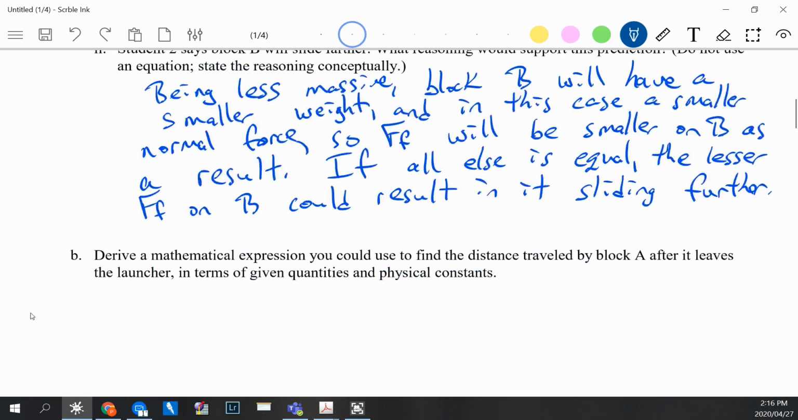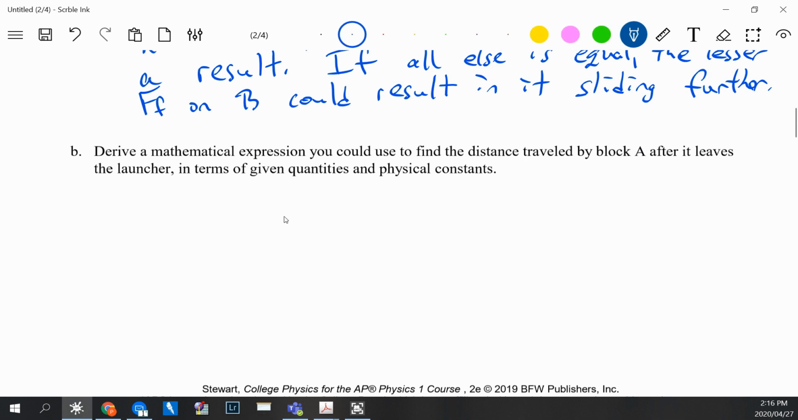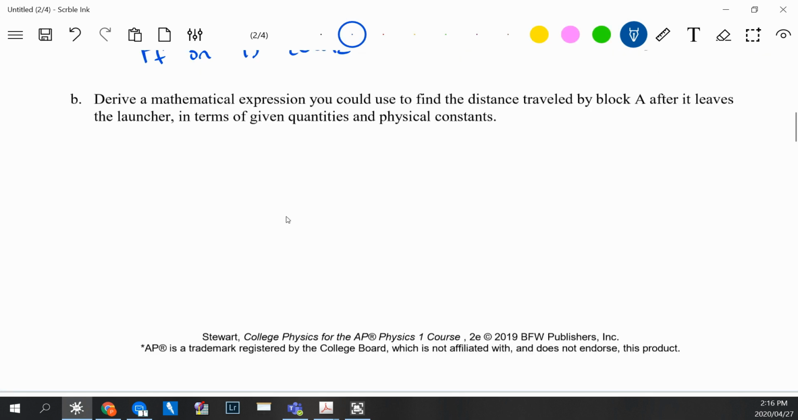Part B says, never mind what those students think, we're on our own for this one. We are to derive a mathematical expression that we could use to find the distance traveled by block A after it leaves the launcher in terms of the given quantities and physical constants. So the given quantities are m_A, v0, coefficient mu, and the only other thing, physical constants. So lowercase g qualifies for that in this kind of question.